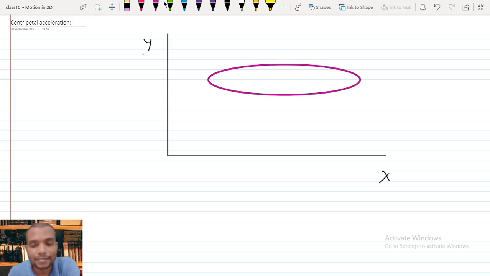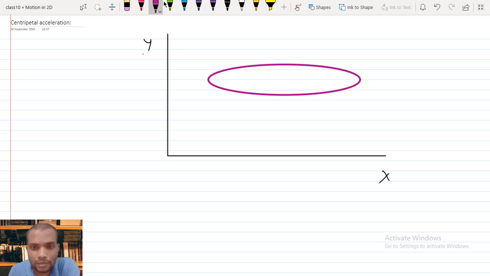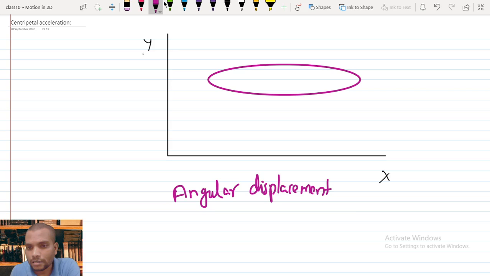Hi guys. So in the previous concept we were discussing circular motion under motion in two dimensions. To describe a circular motion we need different terminology. So we got it from angular displacement, delta theta equal to delta s upon r. Here delta s equals arc length, r equals radius.